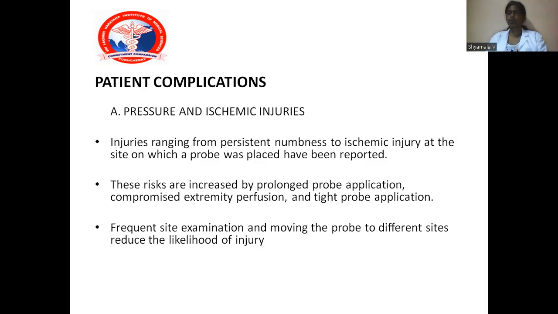Probes placed over the nose, tongue, cheek, forehead, and earlobe are affected whenever the patient is placed in the Trendelenburg position, which gives an erroneous reading.